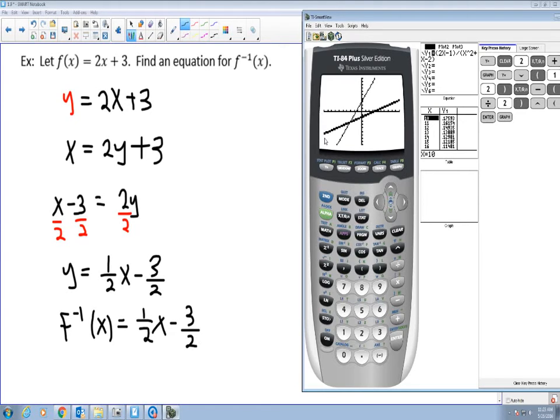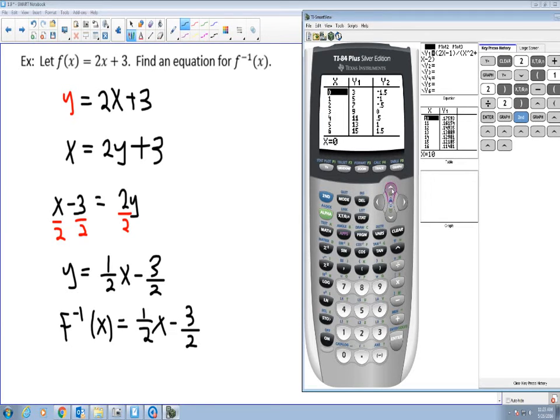Remember, inverse is the interchange between the x and y variables or the coordinates. So here I can go to the table, and I'm going to show you real quick. For example, if the first function has 1 and 5, then I should have a 5 and a 1. It's an interchange between all the x and y coordinates.